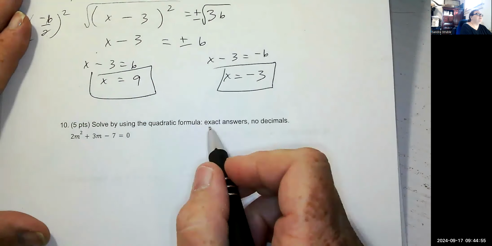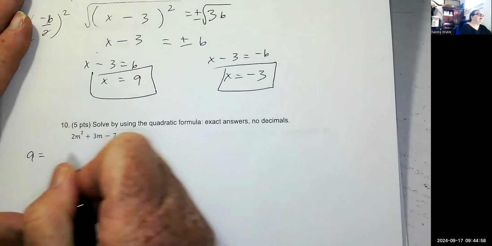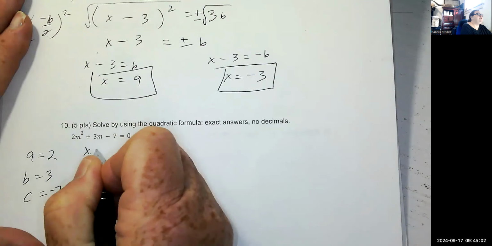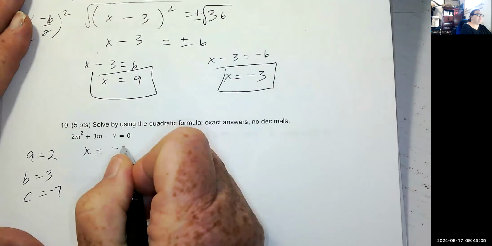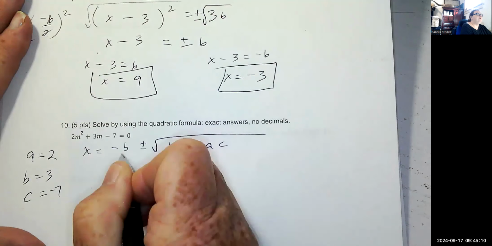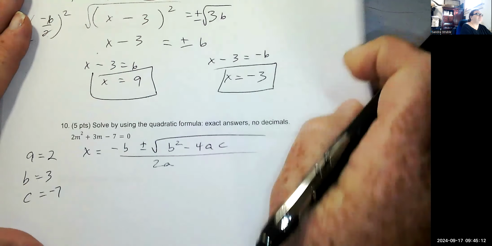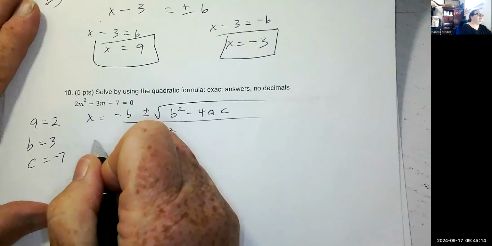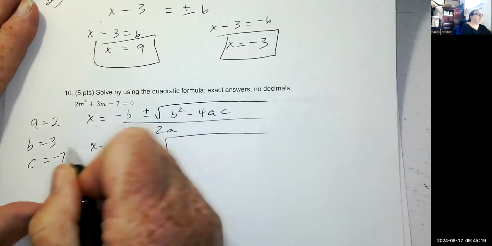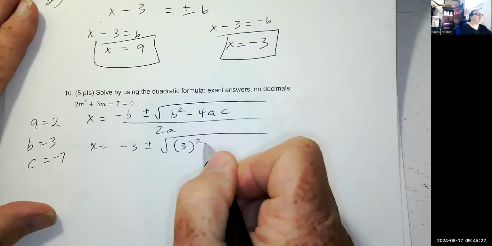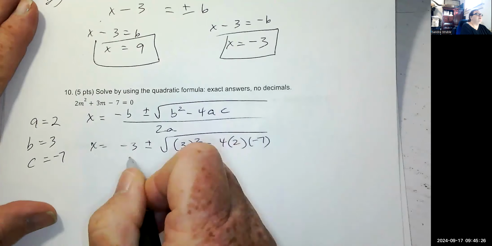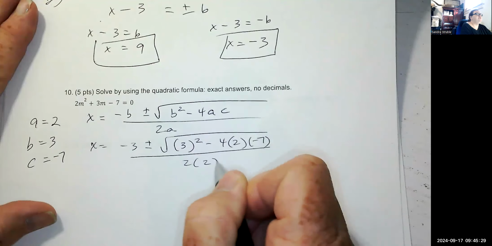Solve by quadratic formula. So remember the coefficients, a is 2, b is 3, and c is -7. So then you can just plug and chug. x is equal to negative b plus or minus the square root of b squared minus 4ac, all of that over 2a. So x is equal to, just going to plug them in, -3 plus or minus the square root of 3 squared minus 4 times a times c. All this is over 2 times 2.